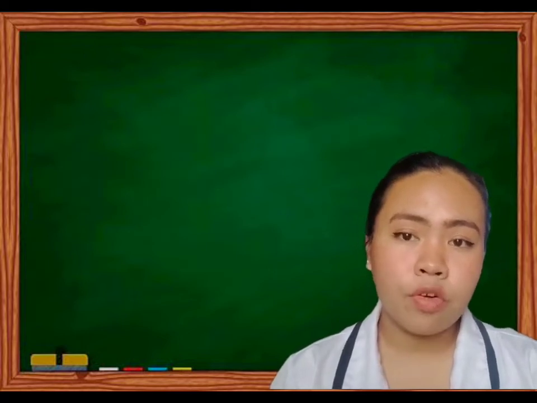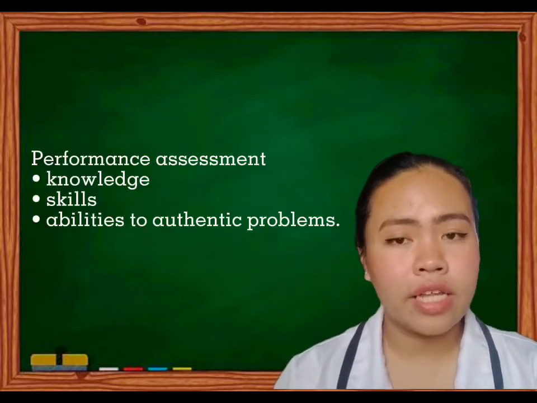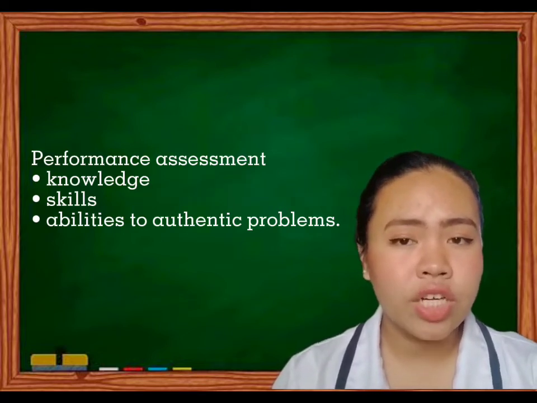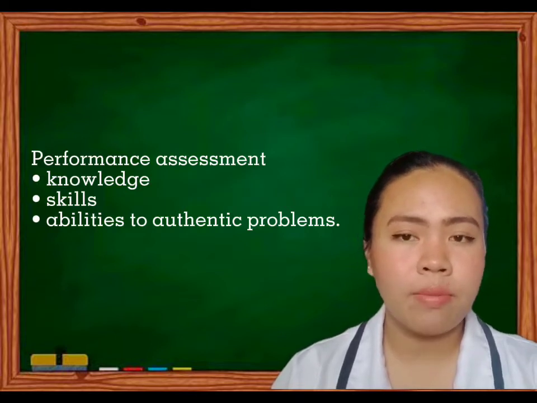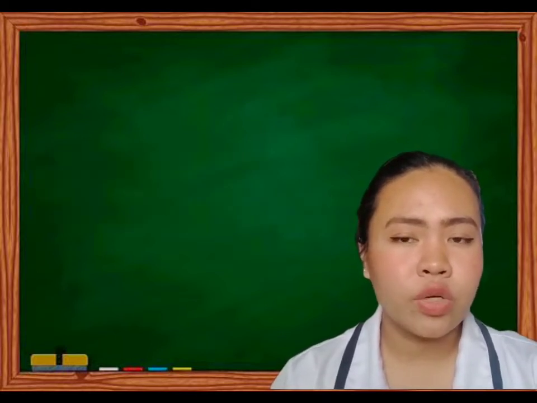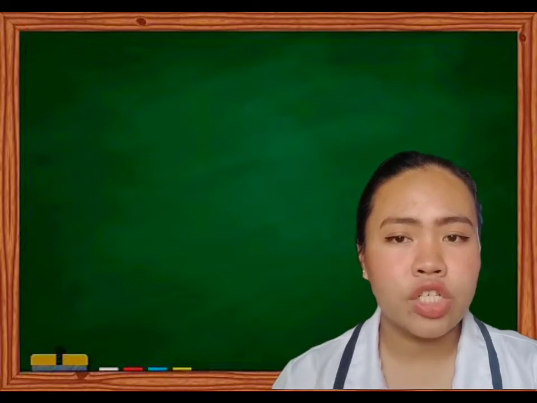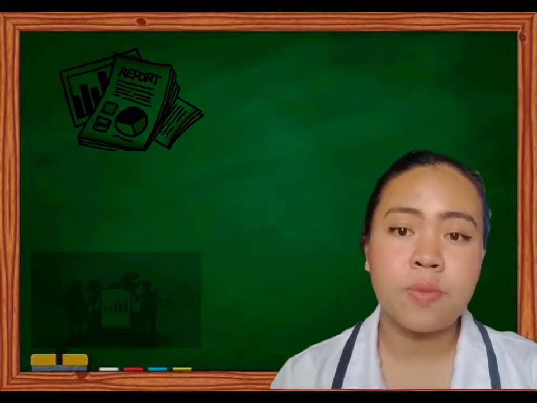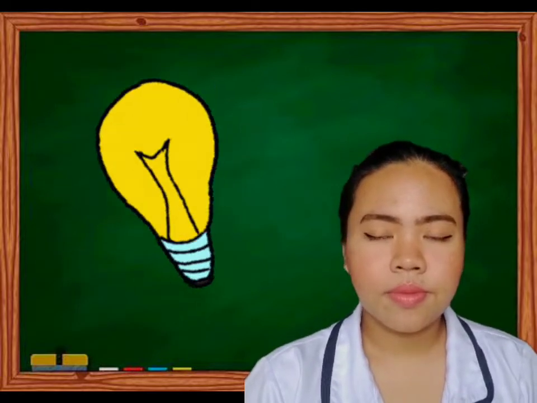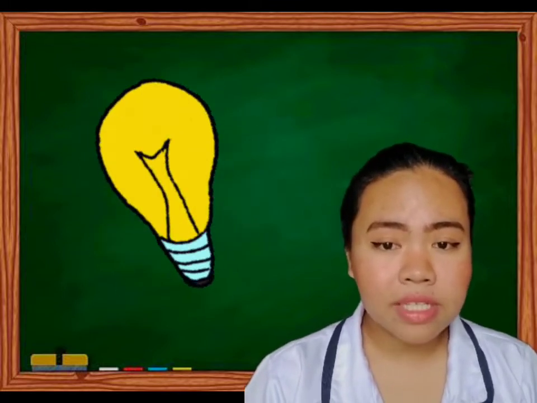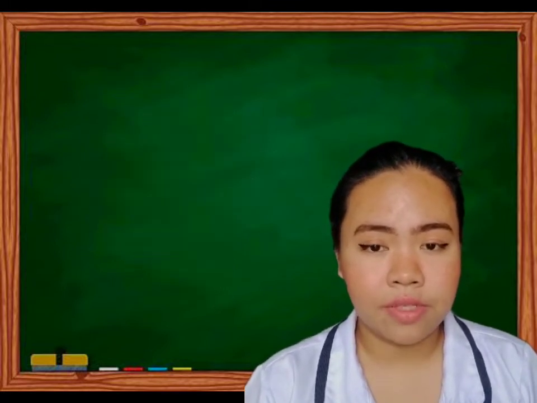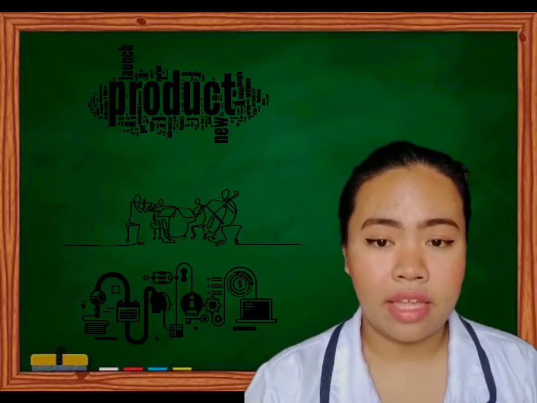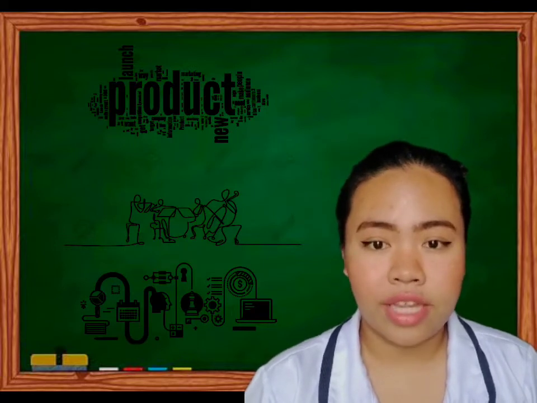On the other hand, performance assessment, according to Paul Leder and Company, measures how well students apply their knowledge, skills, and abilities to authentic problems. The key feature is that it requires the student to produce something, such as a report, experiment, or performance, which is scored against specific criteria. We should bear in mind that performance assessment has three different types, which are product, performance, and process-oriented assessment.